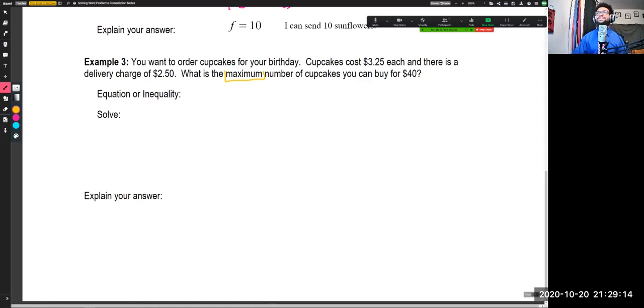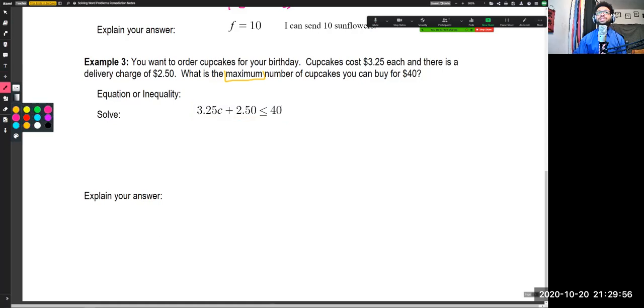So now we're going to begin the process of setting this up. We know that these cupcakes cost $3.25 each. So for each cupcake we buy, we're going to get charged $3.25. So that's going to be 3.25C for cupcakes. And then we also know that there's an additional charge of $2.50. And now we have $40. We can't spend anything over $40. So whatever we spend, whatever this charge is here, this 3.25C plus 2.50 has to be less than or equal to our maximum amount of money, which is $40. And now we're going to go ahead and solve it.